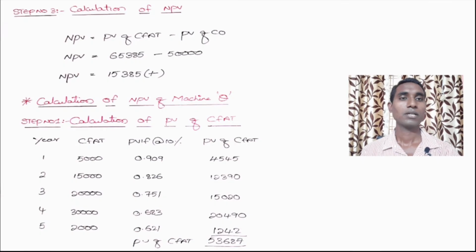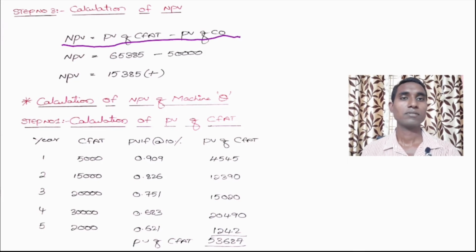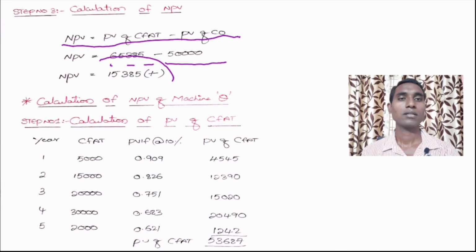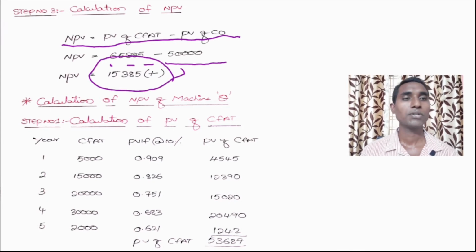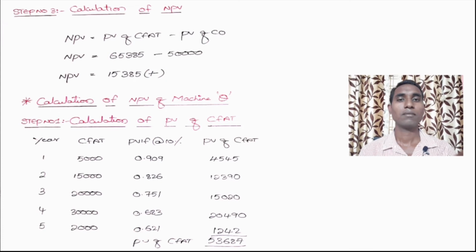Now look into the third step, that is calculation of NPV. The NPV formula, as you know, is PV of CFAT minus PV of CO. So step number 1 output minus step number 2 output. The resultant figure is called net present value. You need to express this figure either in positive or negative: if the resultant NPV is positive, you should write plus, and if it is negative, you should write minus. That's all. So this is all about machine P.